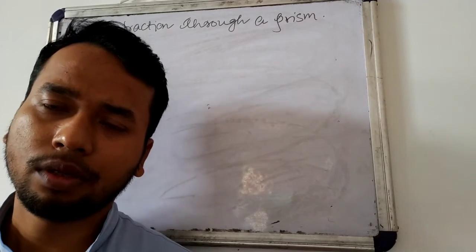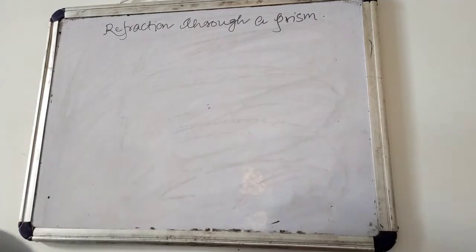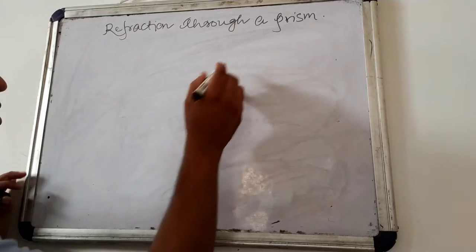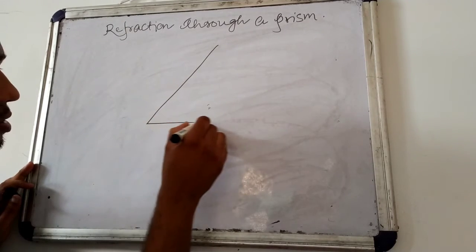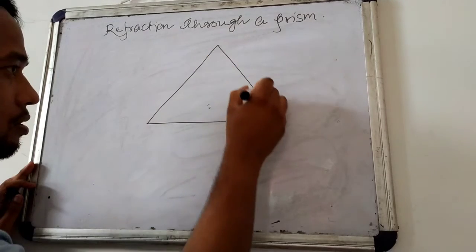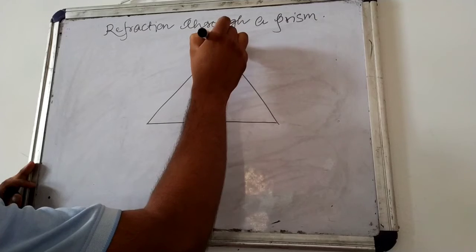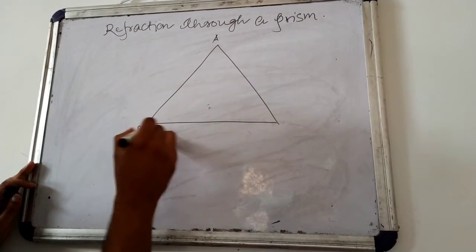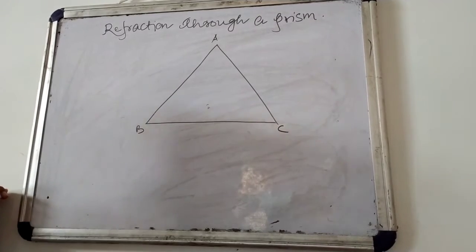Hi student, today we are going to discuss the refraction through a prism. Suppose this is our prism, we mark it as A, B and C. Okay?